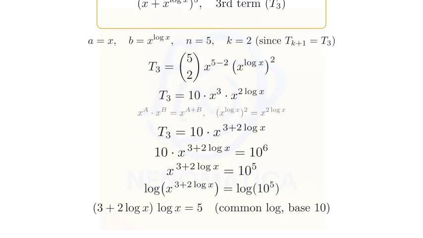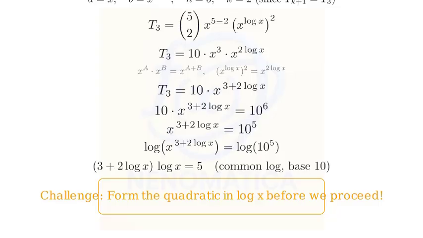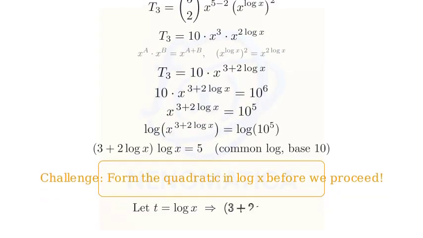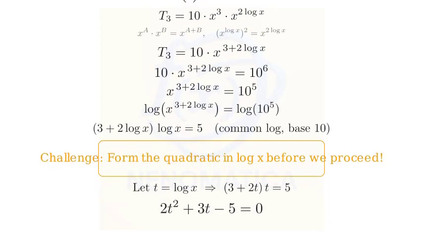Quick challenge. Before we expand this fully, can you predict the quadratic equation in log x? Think, what if we let t equal log x? Let t equal log x. Then the equation is 2t squared plus 3t minus 5 equals 0.